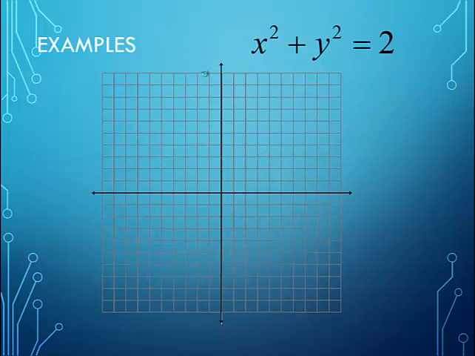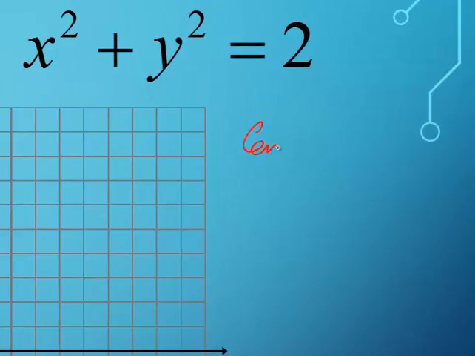Next, we need to graph this equation, which is x squared plus y squared equals 2. So again, there is no h and k, so our center is (0, 0). And our radius is a bit different. Our radius is going to be the square root of 2. Now, how are we going to graph the square root of 2? Well, let me show you. This has to do with the Pythagorean theorem.